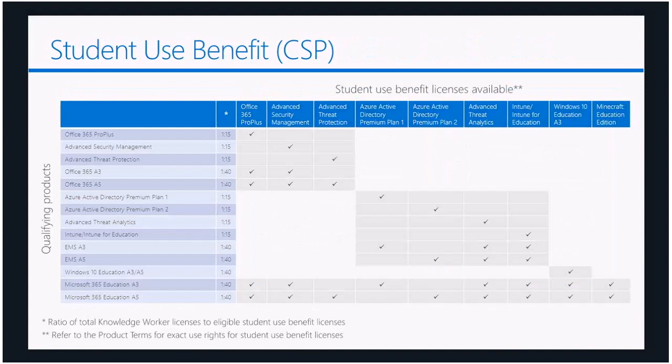And again, here's a similar slide on the student use benefit. The only addition there is the Education 365 packs. So they have a 1:40 ratio as you'd expect. And so everything else is fairly similar, I think, compared to the CSP one.